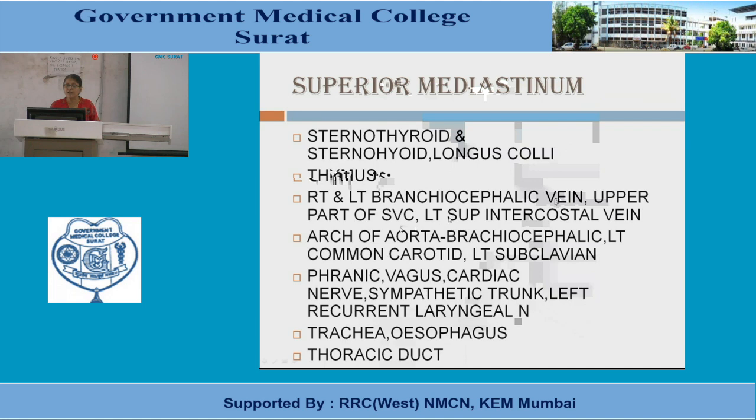And which other vein is there? The left superior intercostal vein. You know the venous drainage of the thoracic wall. If you remember, the posterior intercostal veins of the left second, third and fourth spaces unite to form the left superior intercostal vein, which drains into the left brachiocephalic vein. Right? So this will also pass through the superior mediastinum. So these are the veins present in the superior mediastinum.